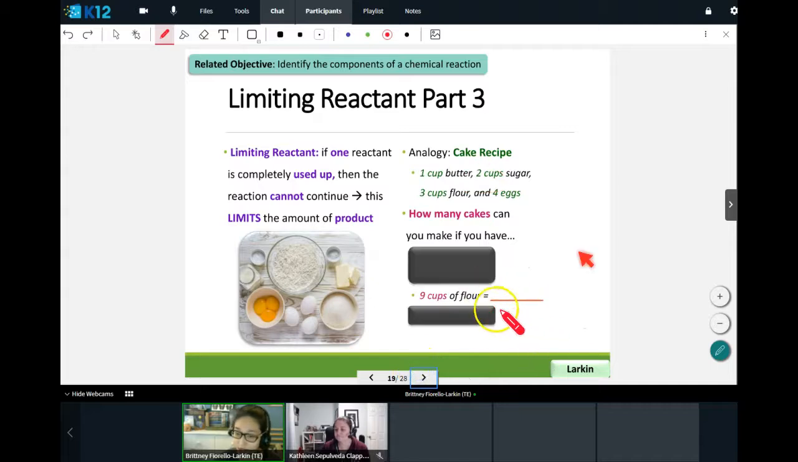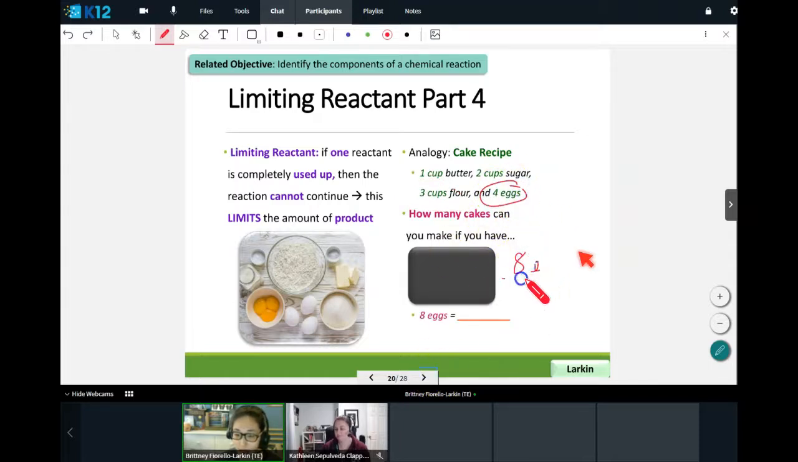Perfect. Let's keep going. How about if I have 9 cups of flour and the cake calls for 3 cups of flour? So 9 cups divided by 3 cups per cake. How many cakes can I make? Perfect. Yes, I can make 3. And lastly, if I have 8 eggs and my cake needs 4 eggs, how many cakes can I make? So 8 eggs divided by 4 eggs per cake. How many cakes do I get? Yes, I get 2 cakes.